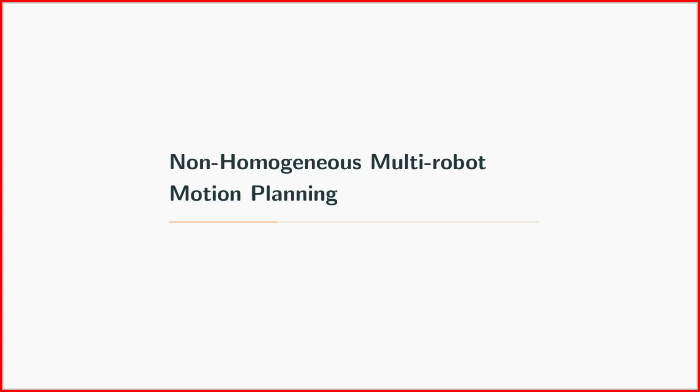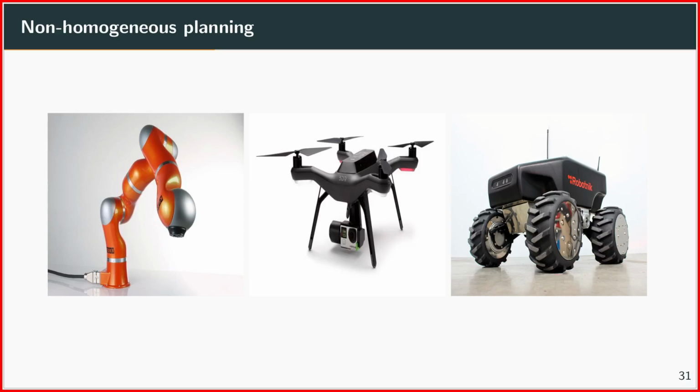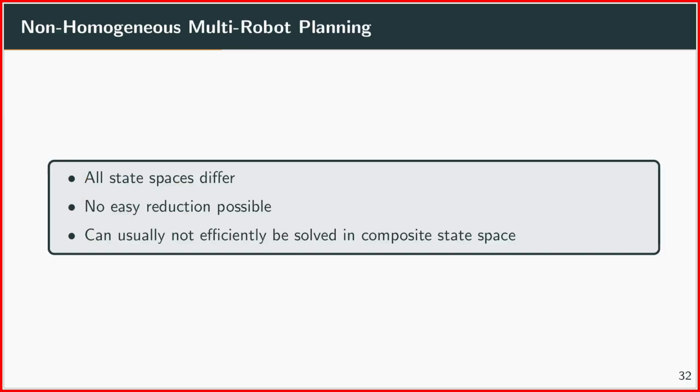Okay, so now we come to our next topic, which is non-homogeneous multi-robot motion planning. And so now we are actually at a case where you can't do this reduction anymore, because now all the robots are not equivalent anymore. You have maybe some manipulators, some drones, some cars, some humanoid robots, whatever, but they are all not equivalent, so all the state spaces differ. And you have to actually think about other approaches where you don't have this reduction anymore.